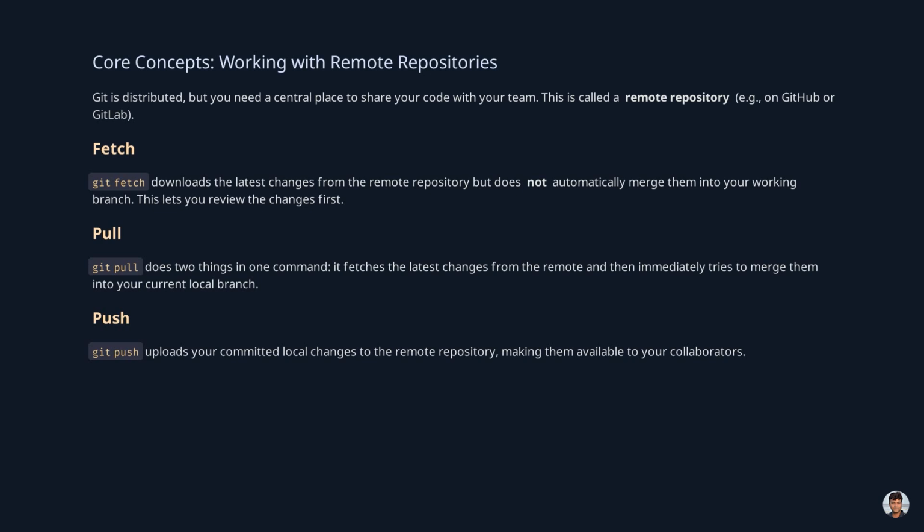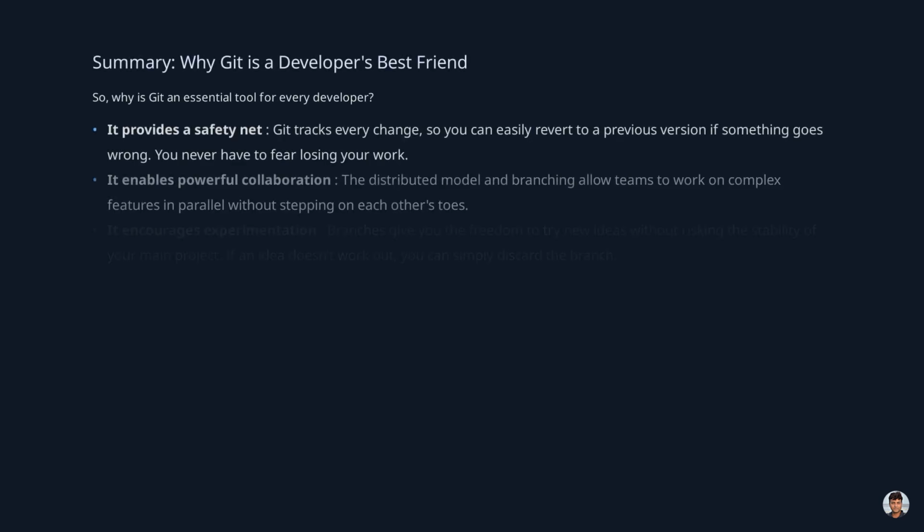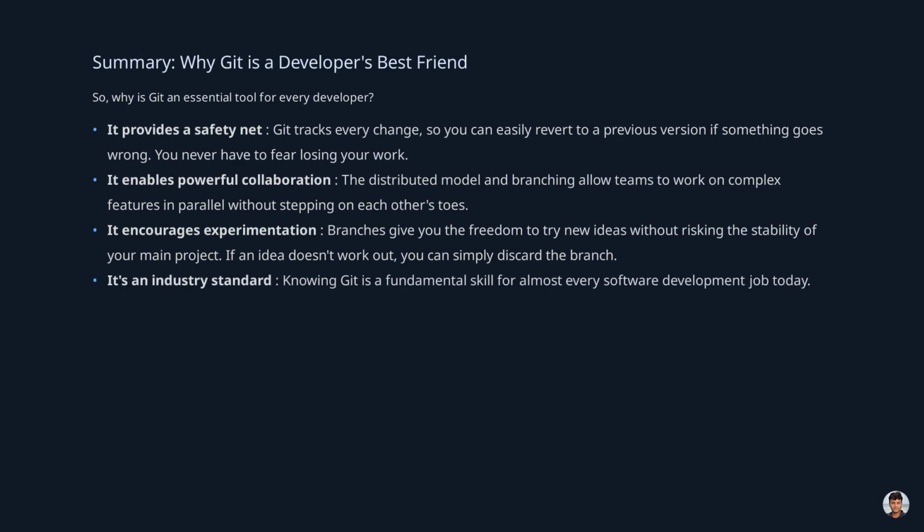Finally, we have push. When you have made and committed your changes locally, you use the git push command. This uploads your commits to the remote repository so that the rest of the team can see your work. In our final section, we will summarize why Git is such an essential tool.